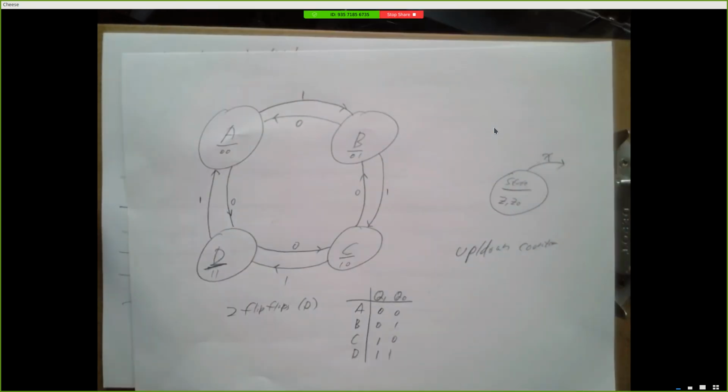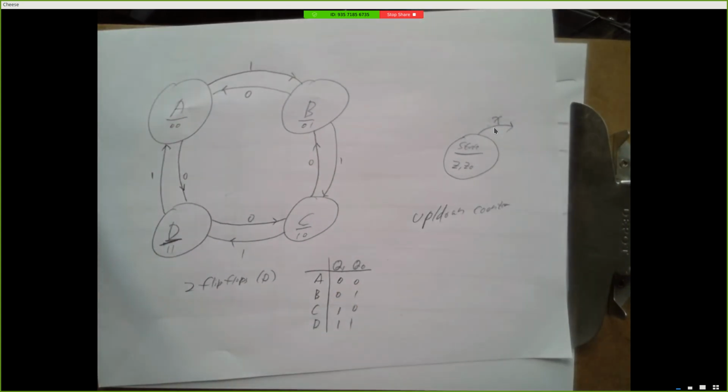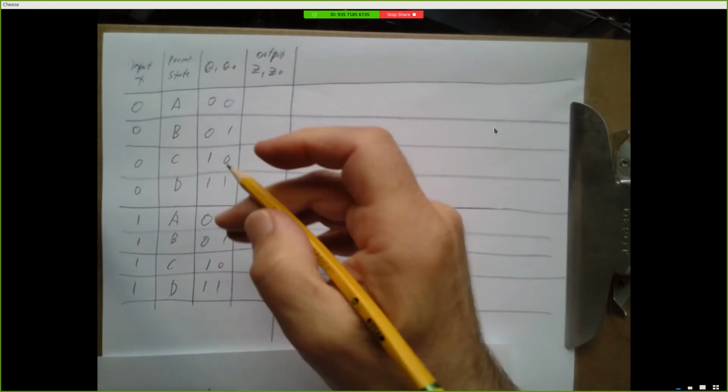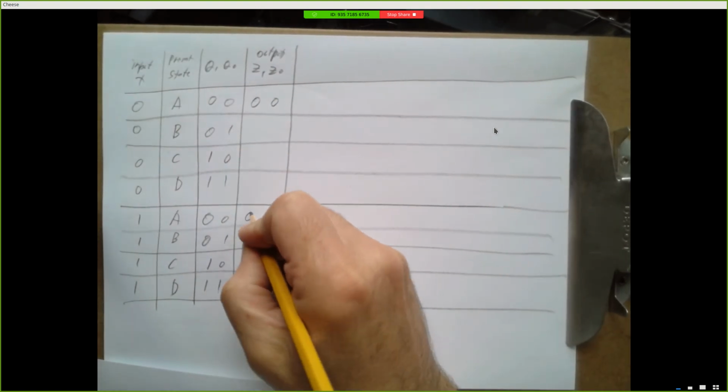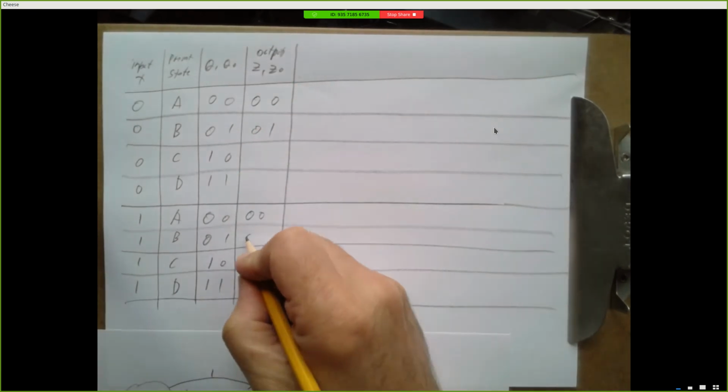Let me put my horizontal lines here so we keep things neater. Alright, so what are the outputs? Well, as we already noted, the output is exactly the same as Q1, Q0. State A, the output should be 0, 0. So this should be 0, 0, 0, 0. State B, the output is 0, 1, and so on.